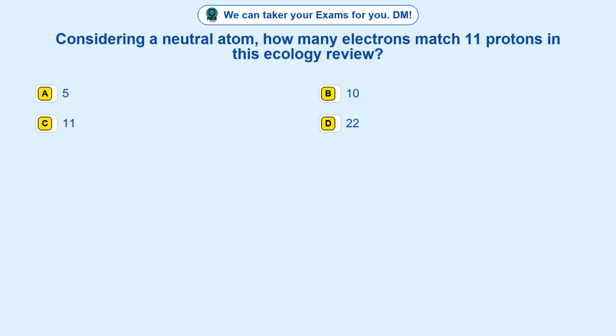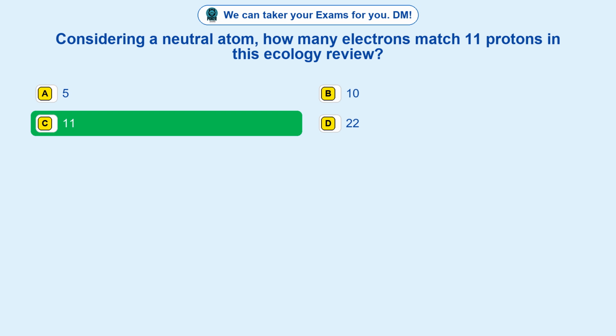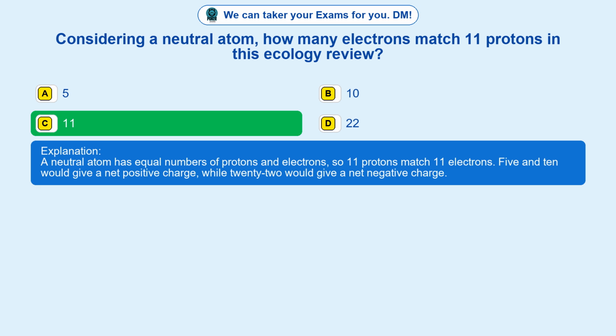Question 32. Considering a neutral atom, how many electrons match 11 protons in this ecology review? Option A, 5. Option B, 10. Option C, 11. Option D, 22. The correct answer is option C, 11. A neutral atom has equal numbers of protons and electrons, so 11 protons match 11 electrons. 5 and 10 would give a net positive charge, while 22 would give a net negative charge.